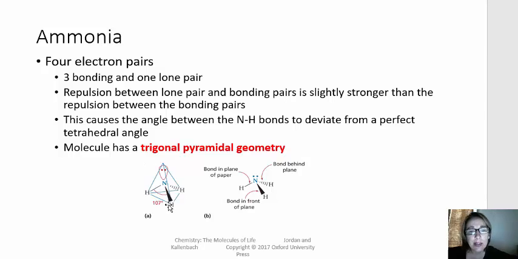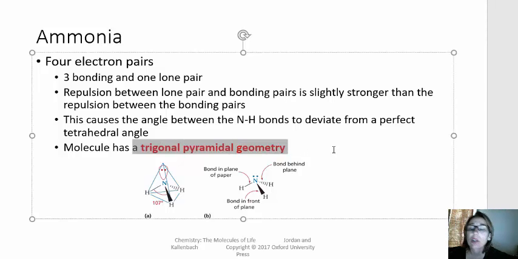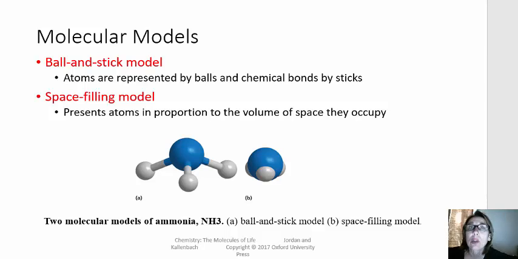Now, because there are only three atoms, however, the molecular geometry of ammonia is not tetrahedral. The molecular geometry of ammonia is trigonal pyramidal. And that is because when we determine the geometry of a molecule, all we care about is where the atoms are. So if we look at this ball and stick model, we can clearly see this is a trigonal pyramid.